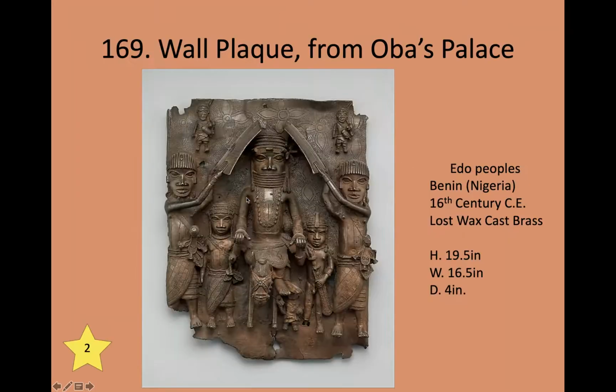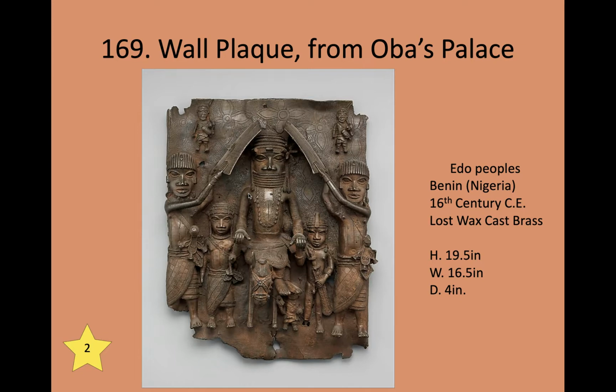And we're going to start with this piece called the wall plaque from the Oba's palace. This is sometimes called the equestrian Oba or the equestrian plaque. Equestrian meaning horse. So here you see a man on a horse with some attendants, and we'll talk about that.